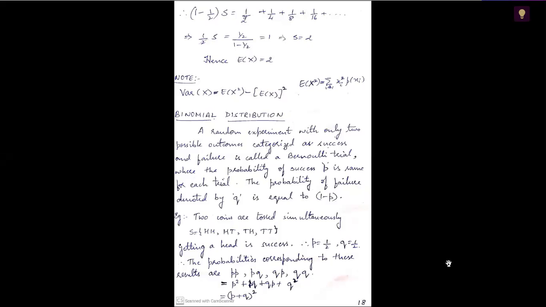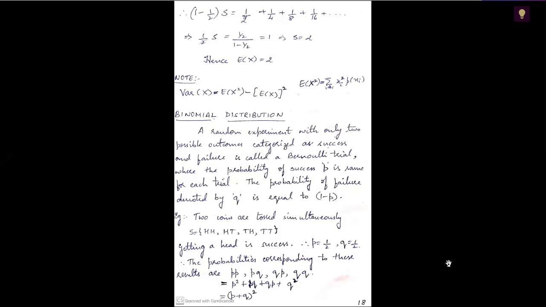A random experiment with only two possible outcomes, such as success and failure, is called a binomial trial, where the probability of success is denoted by P, and it has to be the same for each trial, and the probability of failure is denoted by Q, and Q is nothing but 1 minus P.